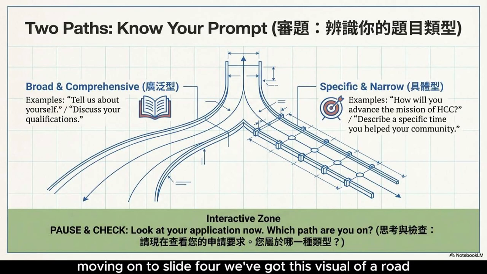Okay, good. Moving on to slide 4. We've got this visual of a road splitting into 2 paths. Right. It's distinguishing between broad and comprehensive prompts, like tell us about yourself, and specific and narrow ones, like how will you advance our mission? The distinction is useful, for sure, but the binary, fork-in-the-road presentation risks oversimplifying the strategy. Let's look closer at that fork. By splitting them visually, it really implies the writing process is completely different for each. And that's a trap. It totally overlooks that the specific prompts still need that broad context of the applicant's character to really work. Oh, absolutely.